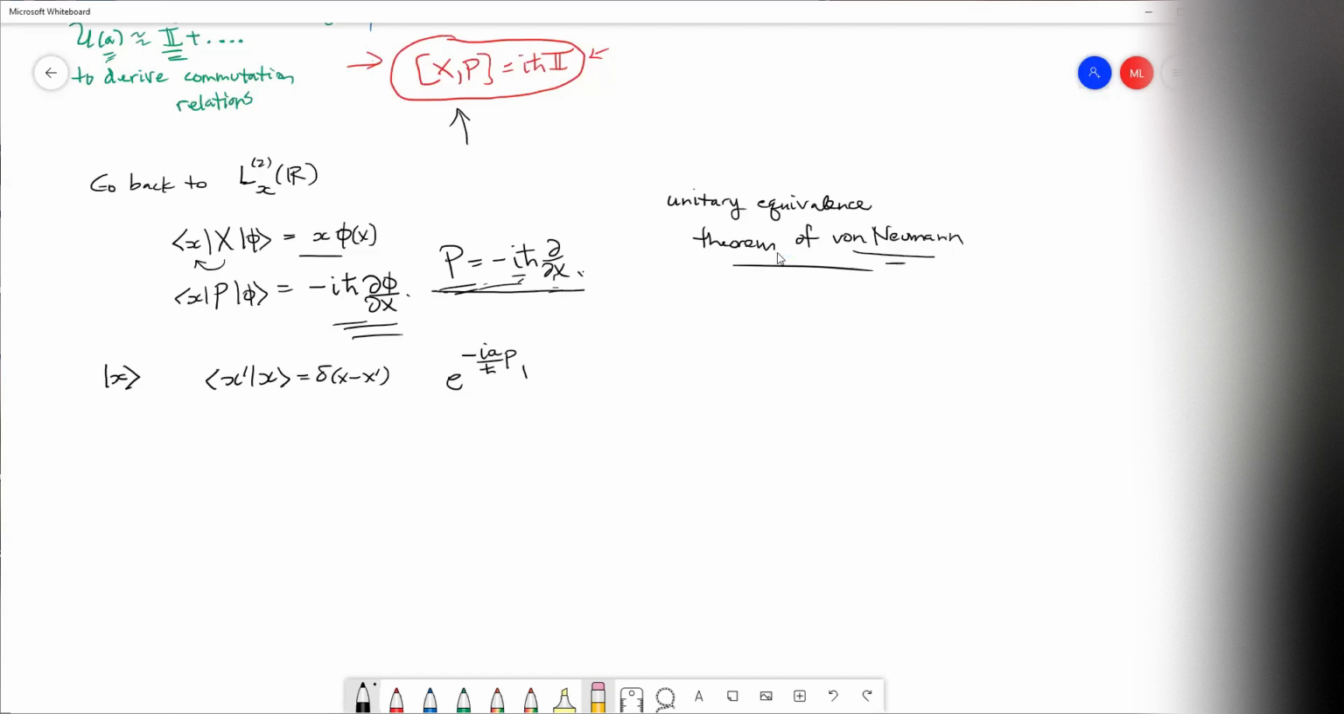that, according to Stone's theorem, this is the unitary operator that translates states. So this should translate our little ket to |x+a⟩. Although this is not a proper eigenstate, not a proper vector in our Hilbert space, we can still use this to calculate.